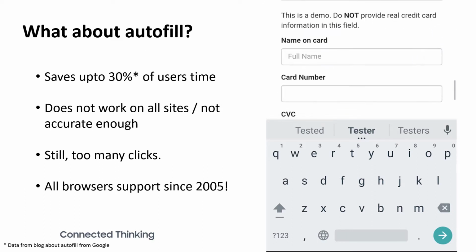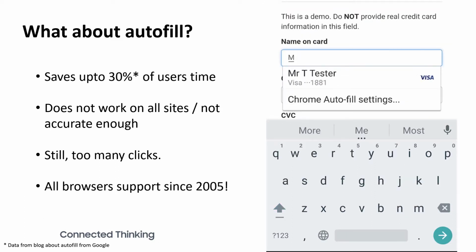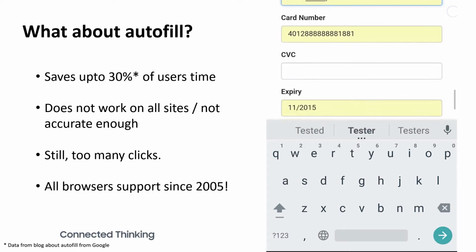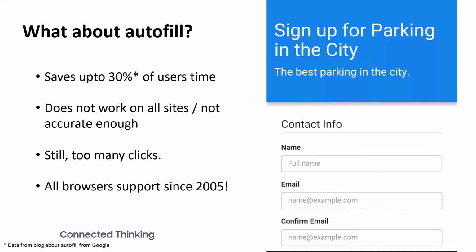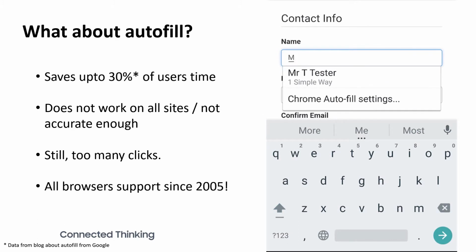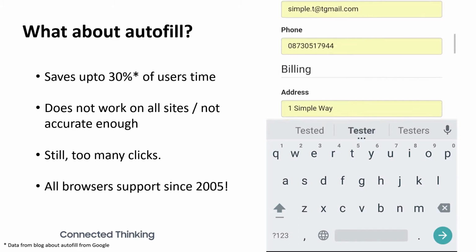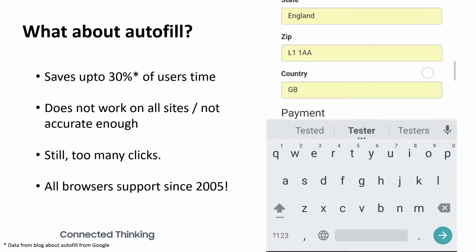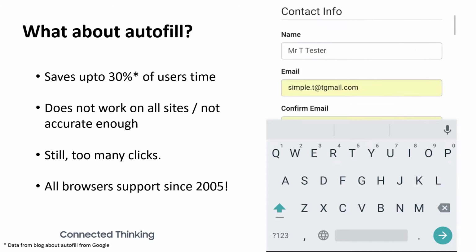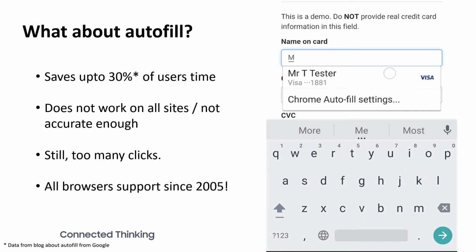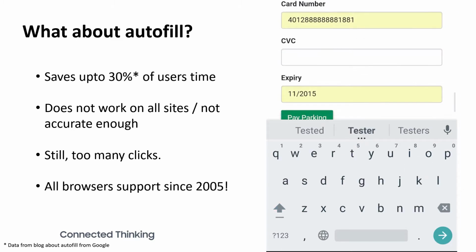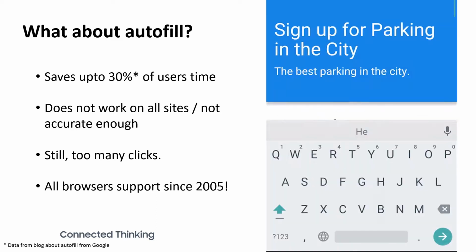Of course, autofill helps. Autofills save about 30% of your users' time when they're checking out. It helps you autofill the shipping address and some credit card information. But autofills don't work on all sites, or at least not accurately enough, because sites have to support them, and not all sites do a good job. And it's still too many clicks.